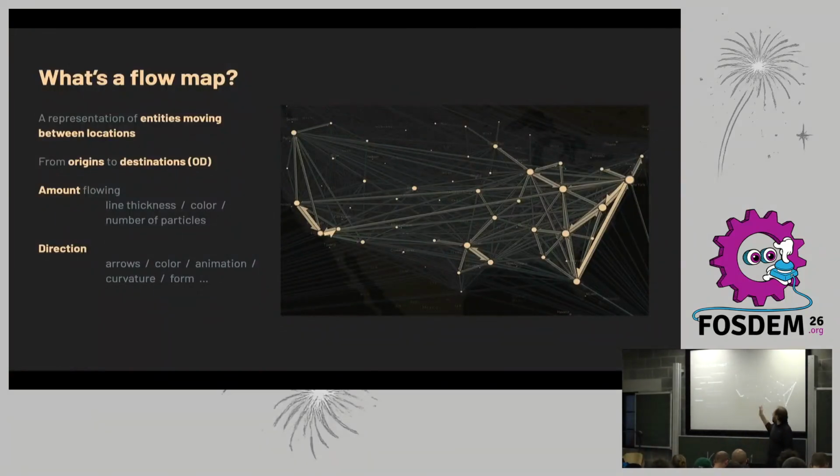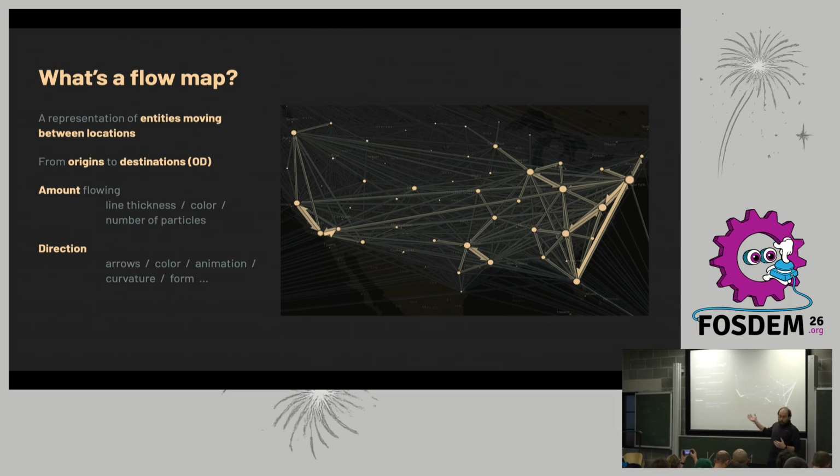So briefly, what is a flow map? Who's familiar with the concept of a flow map? Oh, not that many people. Okay, so it's about visualizing numbers of movements of people, or goods, or whatever entities, between pairs of geographic locations. You're not very interested in the exact route the people take. It's more about how many people or entities moved from A to B. And then you can have additional attributes like time or mode of transport.